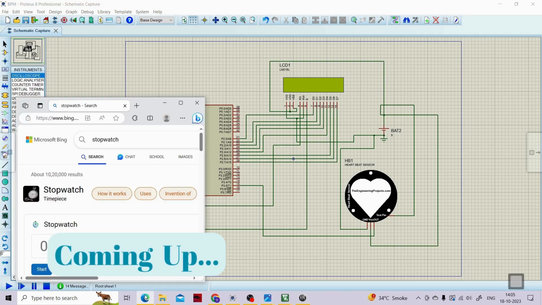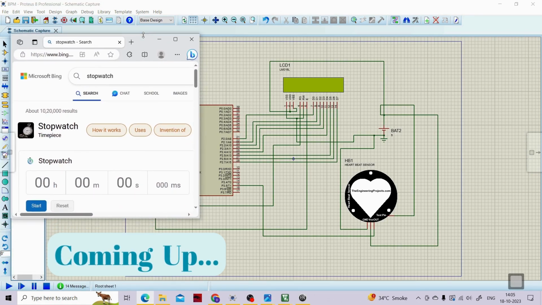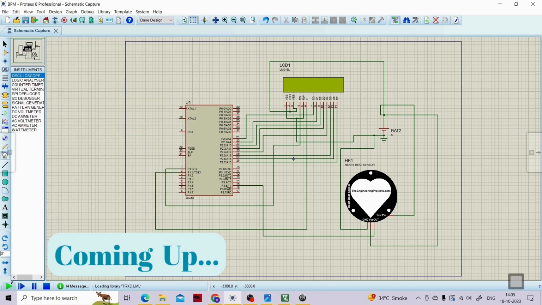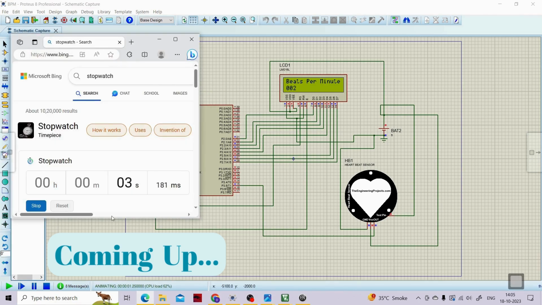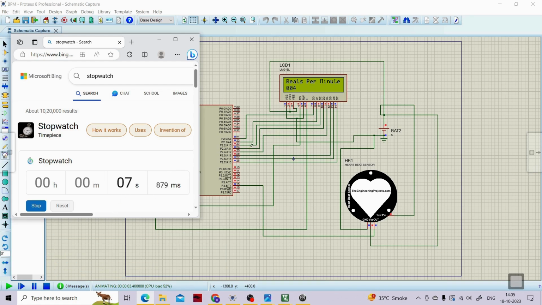Before starting the simulation, let's just start the stopwatch. Let's see if we are able to monitor it for around 1 minute or not. So you see 5 seconds has passed. We have around 3 bits now.